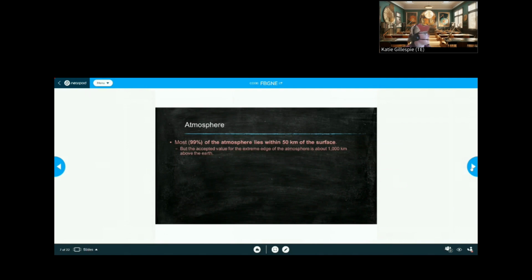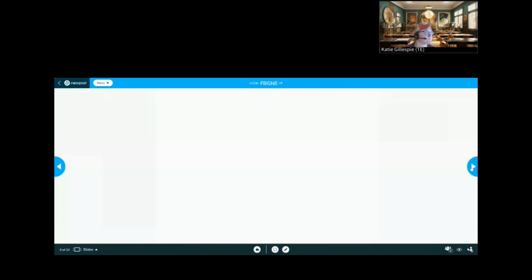99% of the atmosphere. That wording is a little bit confusing. What that means is the molecules themselves, how compact the atmosphere is, lies within about 50 kilometers of the surface. And that makes sense. We'll get to that in a second, but gravitational pull, right? Earth's gravitational pull, as we get further away from the surface, becomes less and less, so those gases then become lighter and lighter. And so that's what that means. The bulk of the atmosphere lies within 50 kilometers of the surface.